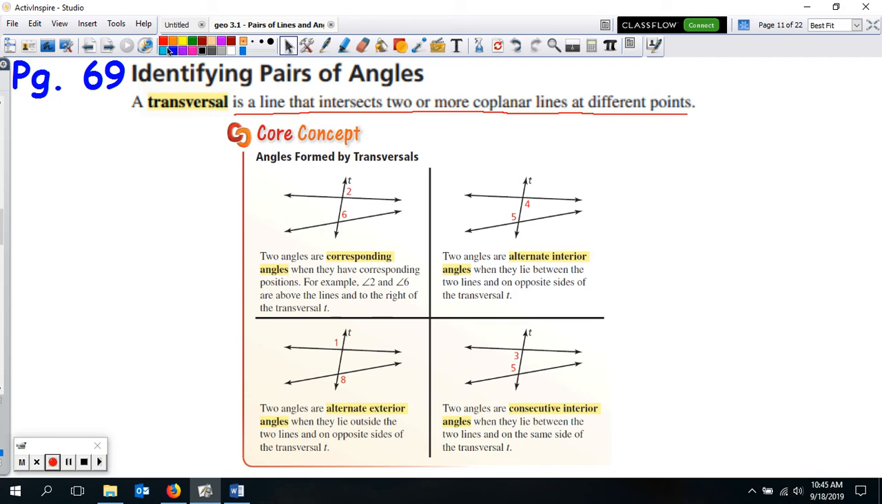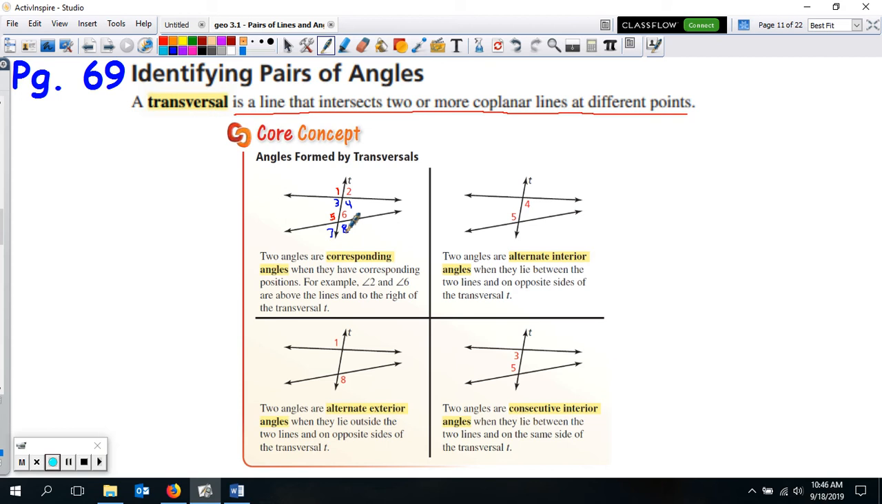So let's see, if I did this, an angle here, I could say that's 1 right there, angle 1, and maybe this is 5 over here. Those are also corresponding positions. Another corresponding position could be right here. If I said, okay, this was angle 3 right in this position, and let's say that's angle 7, those are also corresponding positions. And if this is 4 and that's 8, 4 and 8 are also in corresponding positions.